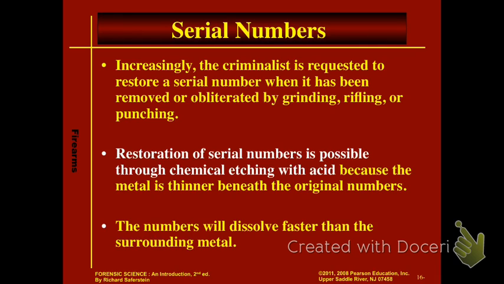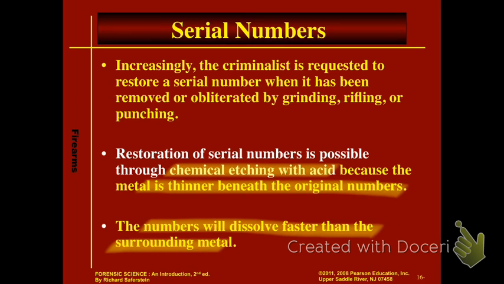Serial numbers can be restored through chemical etching with acid. Since the metal is thinner beneath the original numbers because the number was filed away, the numbers will dissolve faster than the surrounding metal, because the metal is thinner where those numbers were stamped in.